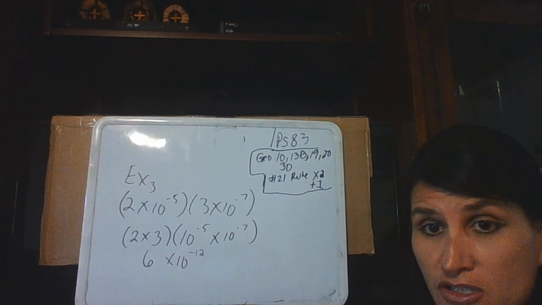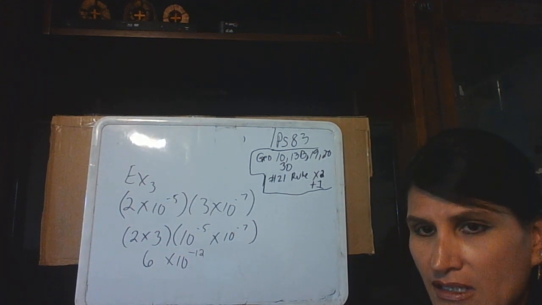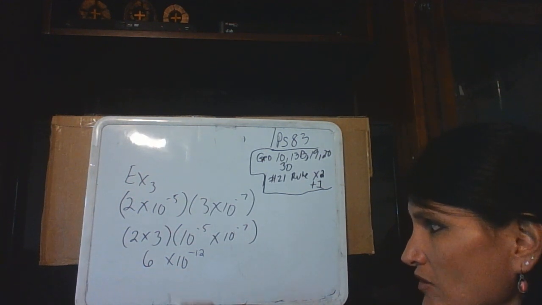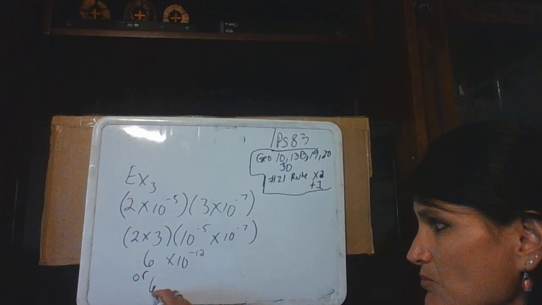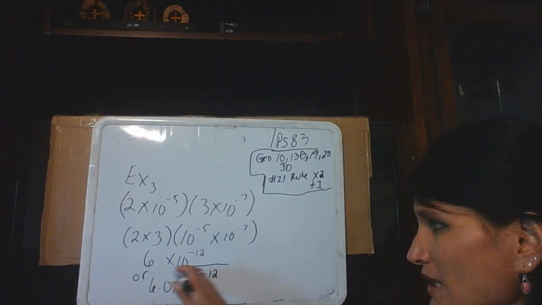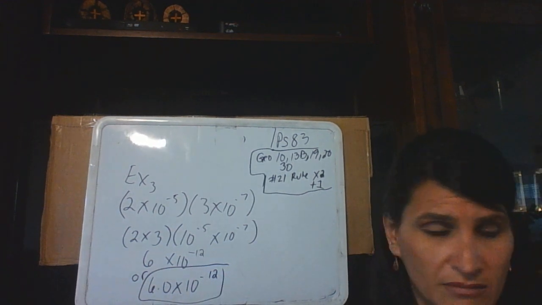I just put that there to show you that even though it looks like it doesn't have a decimal, it really does. So this is written as 6 times 10 to the negative 12. If you want to write it as 6.0 times 10 to the negative 12, that's okay too. It's really up to you how you write it, okay?